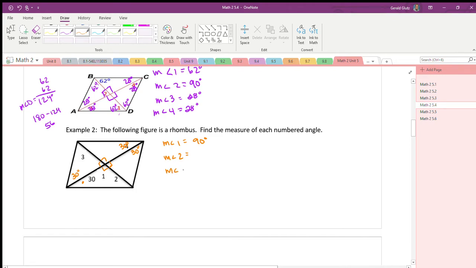So we've got angle 2, angle 3, angle 4. Angle 4 is going to equal 30 degrees. Then I recommend pausing the video and seeing if you can figure out angle 2 and angle 3.